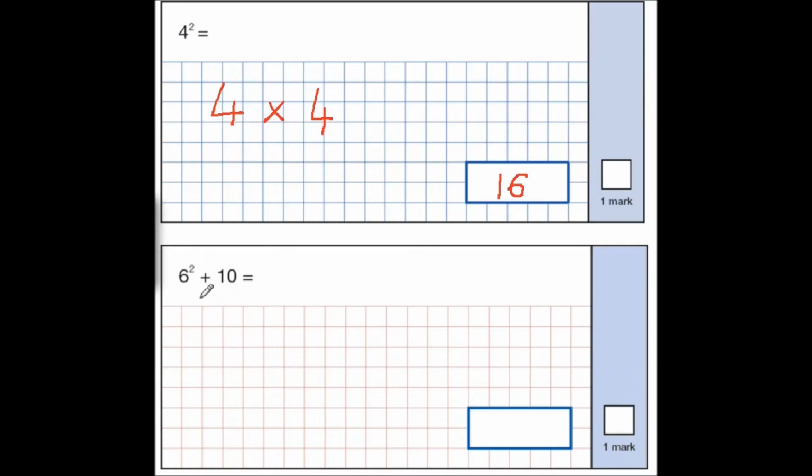The next one is 6 squared plus 10. So it's a bit of a two-part question. We've firstly got to do 6 squared, which is 6 multiplied by 6, and that gives us 36. And then we've got to add on 10. Hopefully you can do that in your head, but that should give us 46. So we'll go ahead and pop that into the box. That is our final answer. So you should get 16 for the first one and 46 for the second one.